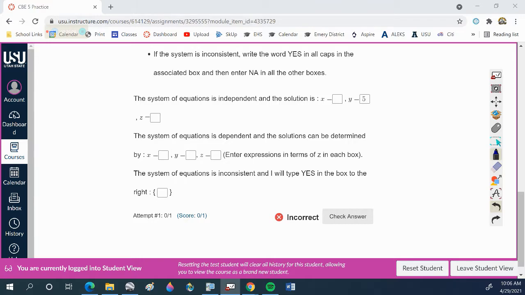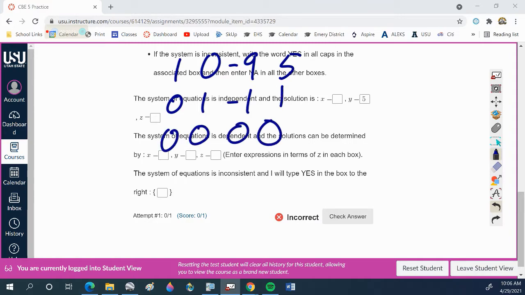So Braylon says 1, 0, negative 9, 5, 0, 1, negative 1, 1, and 0, 0, 0, 0. What if that bottom row is 0, 0, 0, 1? What do I do? Put yes in the bottom box and capital NA in all the other boxes. So what is this telling me? Well, this is telling me I have infinite solutions.